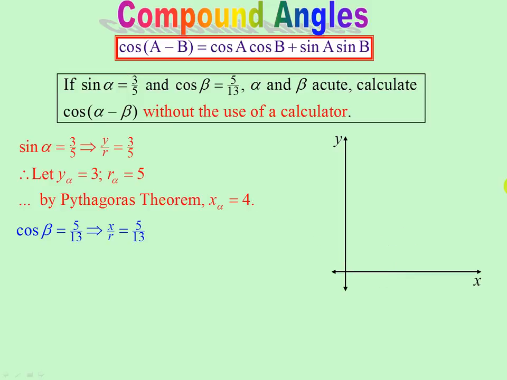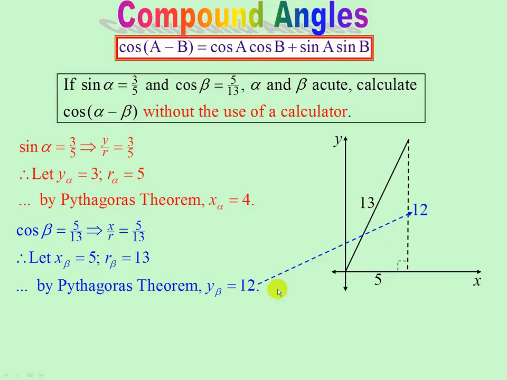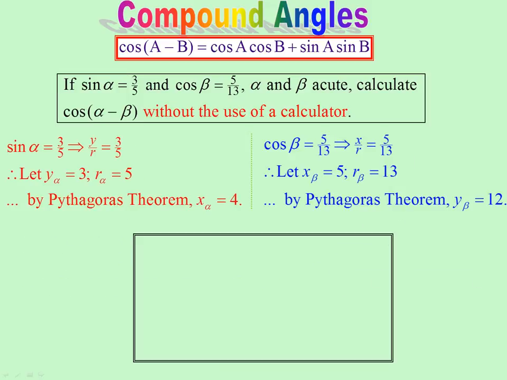Now let's go to the beta. Now that's also a Pythagorean triple. Remember the 3, 4, 5 triangle. This has one too: the 5, 12, 13. But we'll get there. X is 5, R is 13. So there we are. X value 5, R value 13. By Pythagoras' theorem, Y beta is equal to 12. So now we have the X, Y, R for both.